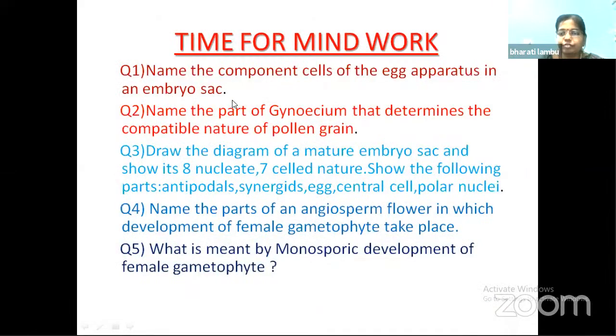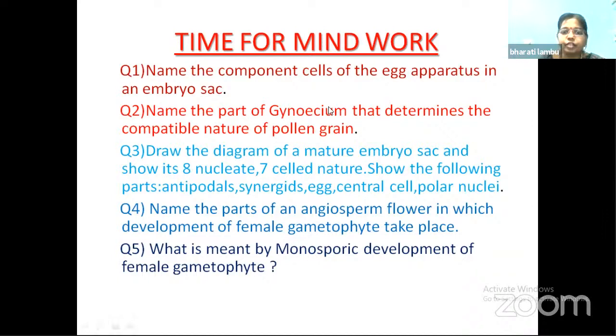Now it is time for some mind work. Let's see the first question. Name the component cells of the egg apparatus in an embryo sac. The egg apparatus present in an embryo sac has 3 cells. What are they? 2 synergids and 1 egg. What is their nature? They are haploid. Whatever cells are present in the embryo sac are all haploid in nature. So the egg apparatus contains 2 synergids and 1 egg.